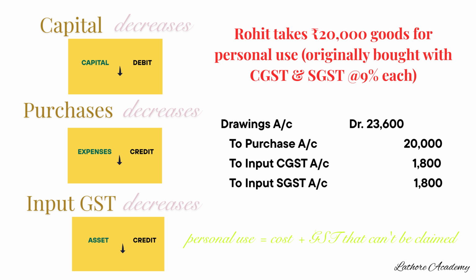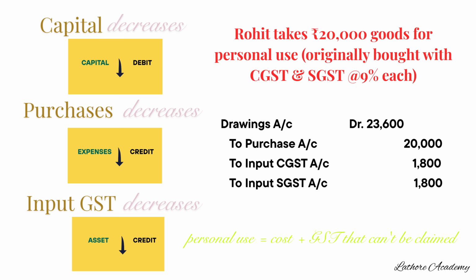So the journal entry will be drawings account debit to purchase account to input CGST account to input SGST account. So input CGST and SGST show a debit balance. When we are reversing, we have to credit it. So always remember whether the value is including tax or excluding tax. So in this case, it is cost plus GST. Hence, we are reversing by calculating GST on the value 20,000.